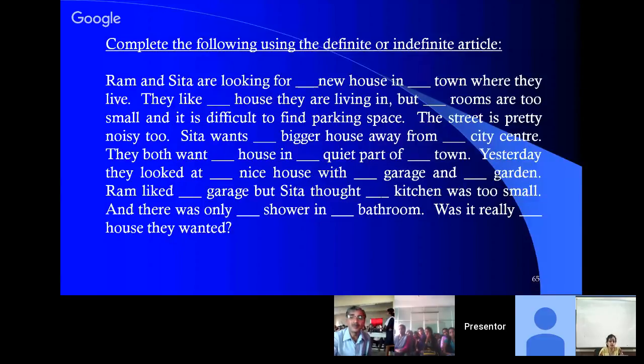Ram and Sita are looking for dash new house. Here, please remember, it is only where necessary.